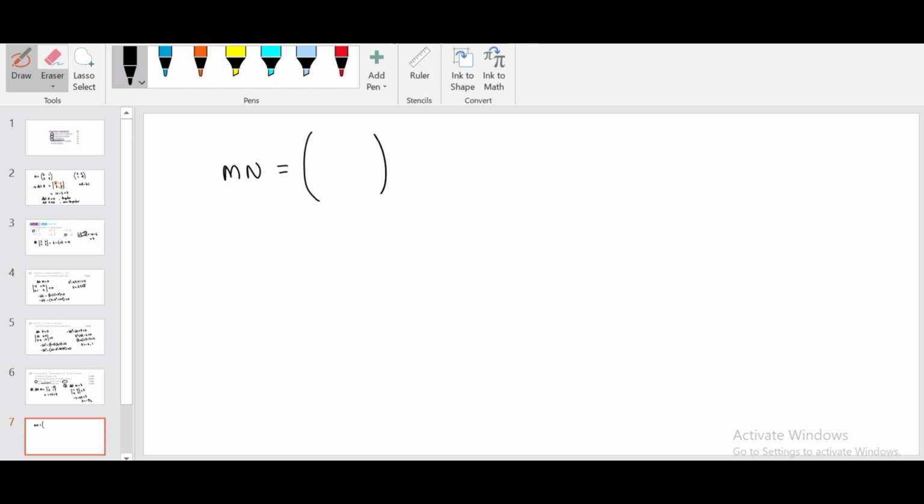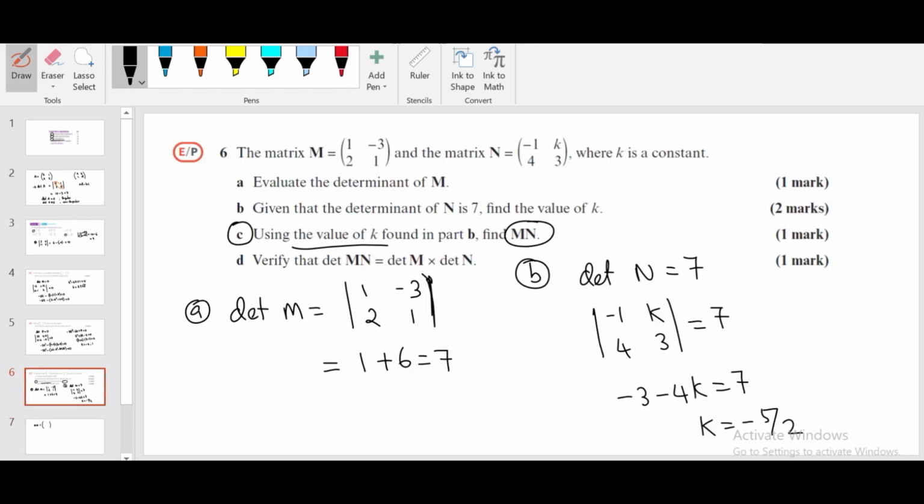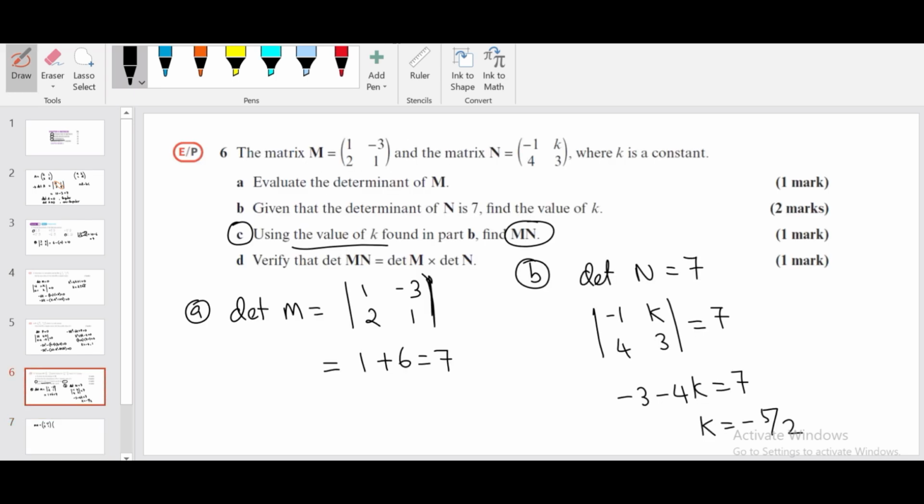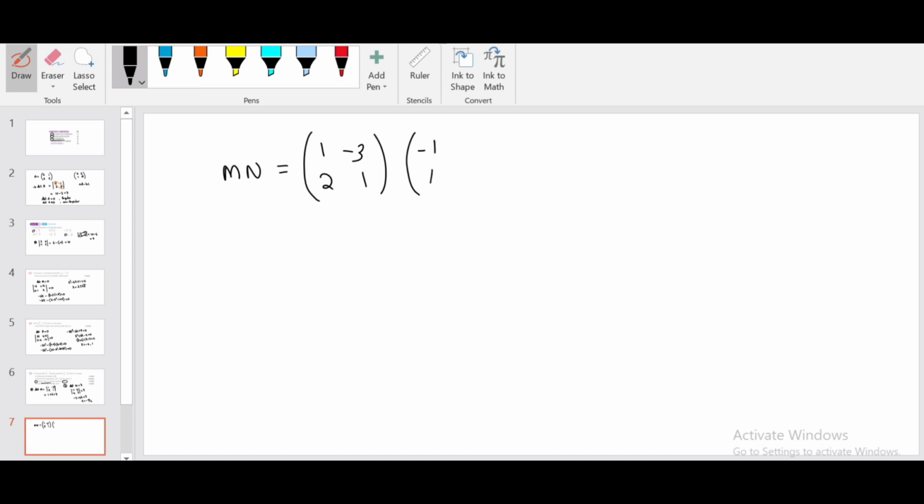So take the matrix m, 1, minus 3, 1, minus 3, 2, 1 times n: minus 1, 4, 3, minus 1, 4, 3. The value of k is minus 5 over 2. Can you tell me what would be the first element? You need to take this, you do 1 multiply this 1. So it'd be minus 1 minus 12. So it'd be minus 13.